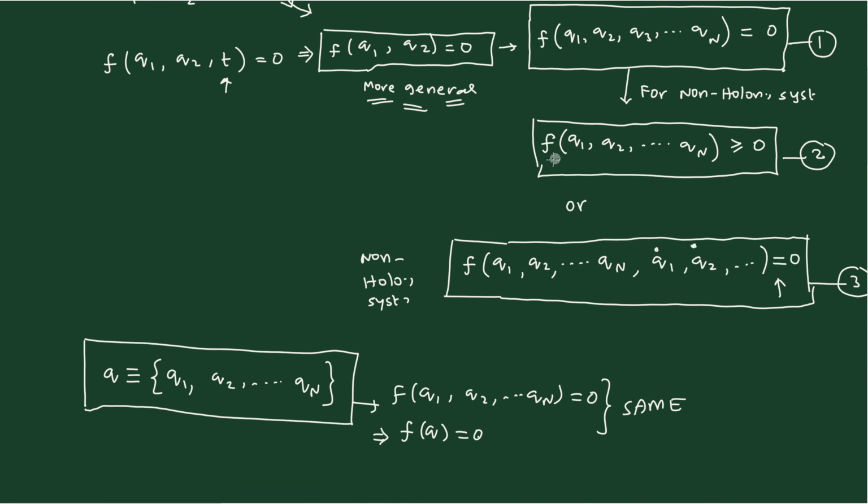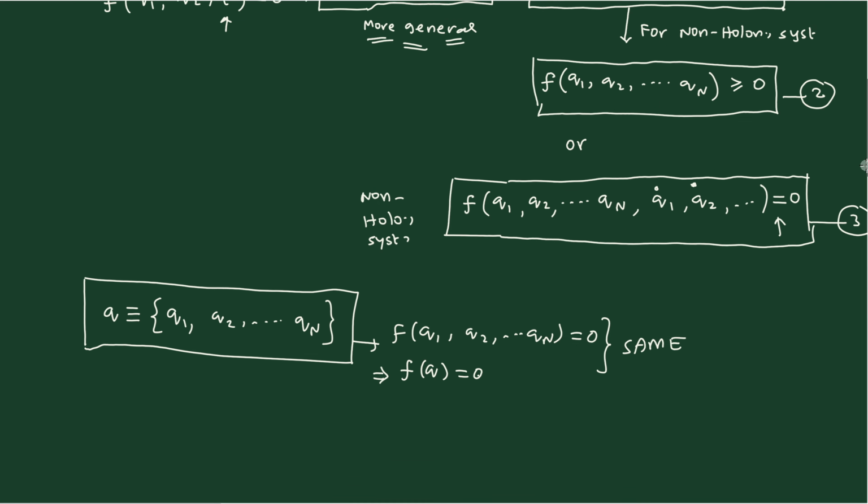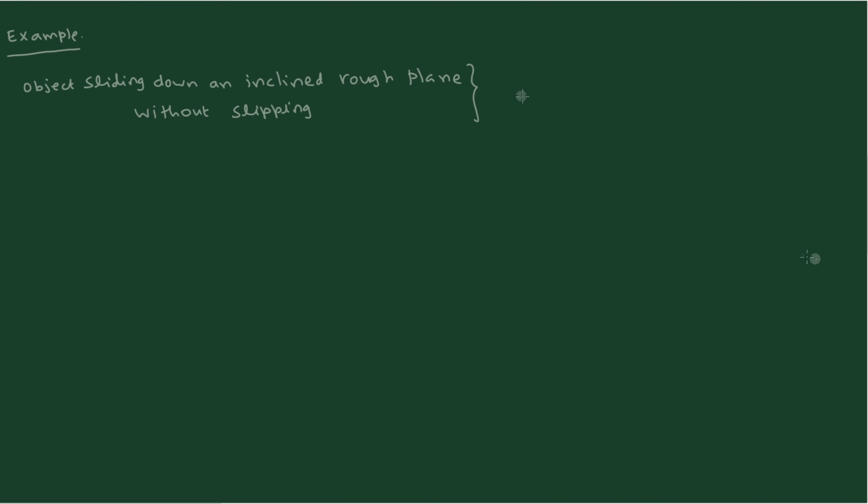That's the meaning. So now we have seen equation 1, equation 2 and equation 3. They are the formal way of writing down the equation of constraint, and based on that itself you can tell whether the equation that you have written corresponds to the holonomic system or a non-holonomic system. So let us see one simple example.